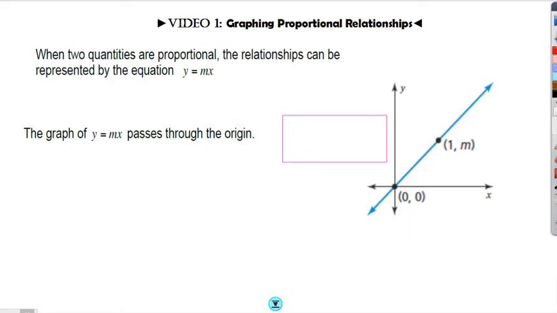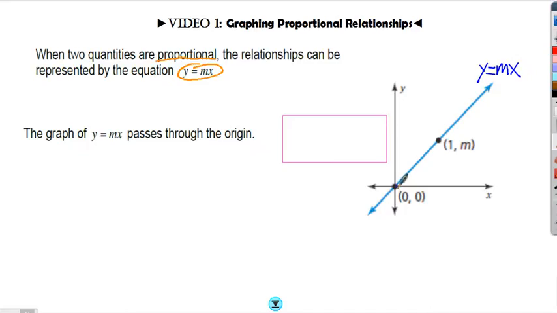Let's see what it says here. It says when two quantities are proportional, this relationship can be represented by the equation y equals mx. And the graph of y equals mx passes through the origin. So if you look at this line here, the blue line, that's the graph for the equation y equals mx. They graphed it for you. And since it says it passes through the origin, they showed in the picture the line going through the origin, which is (0, 0).